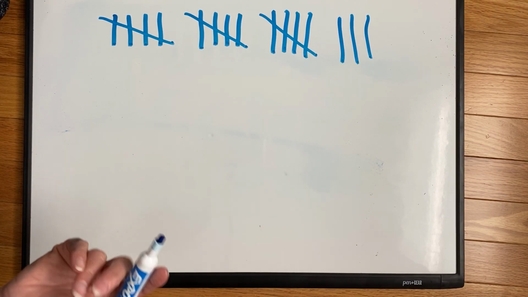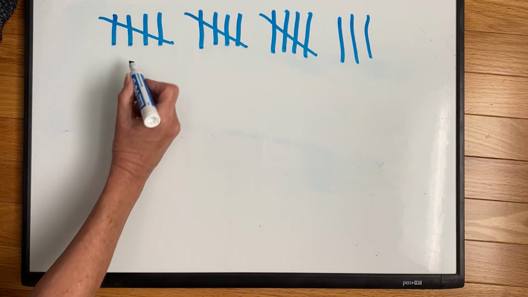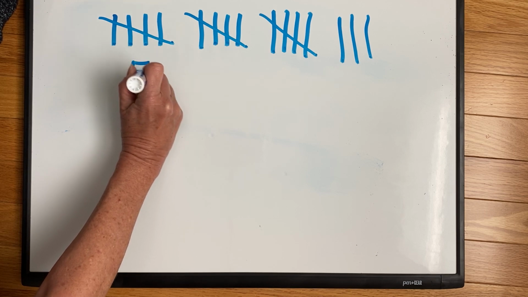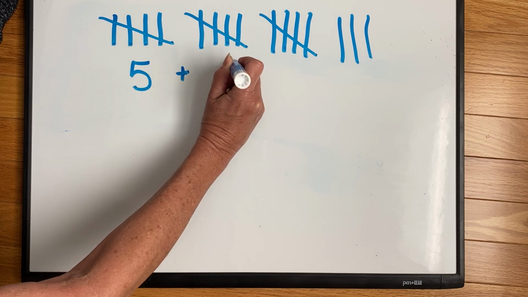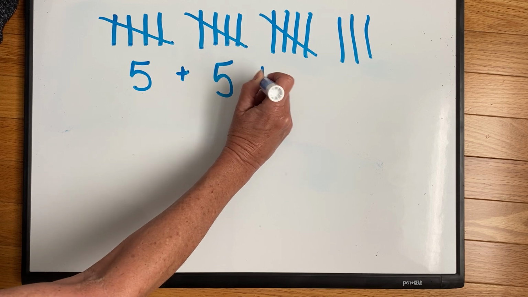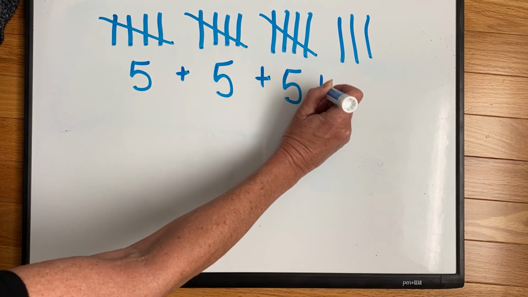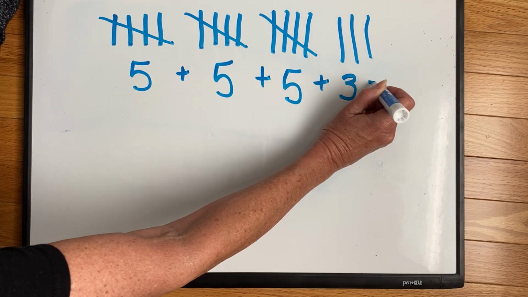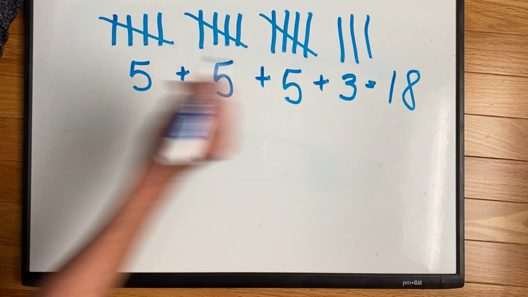And you can even make an equation out of it, which we have done before. We know that 5 plus 5 more plus 5 more plus 3 also equals 18.